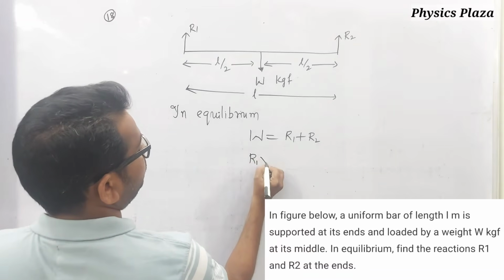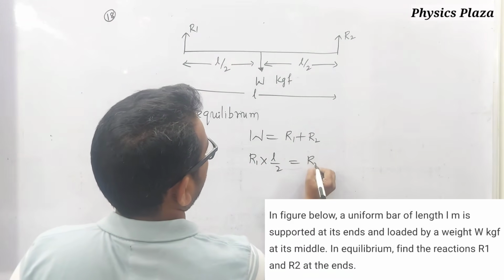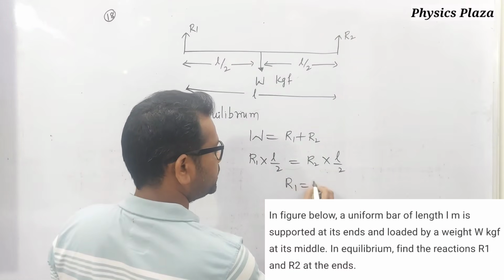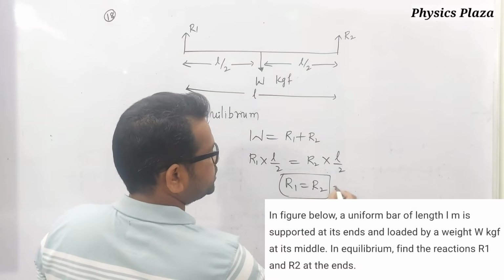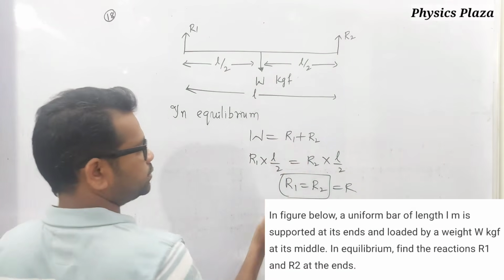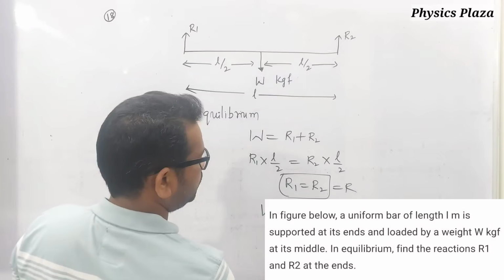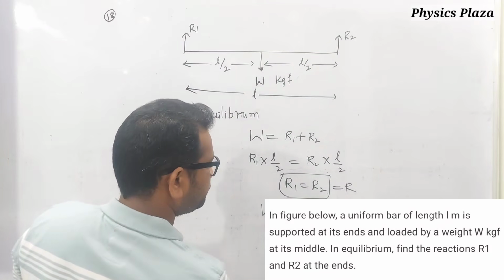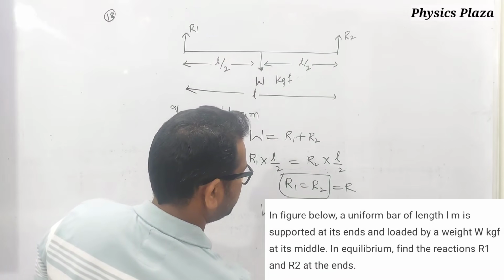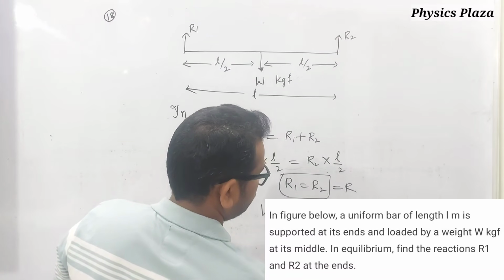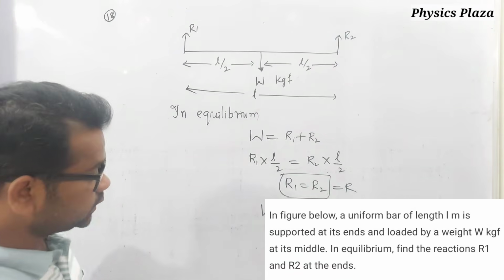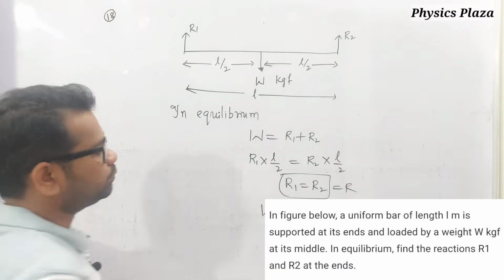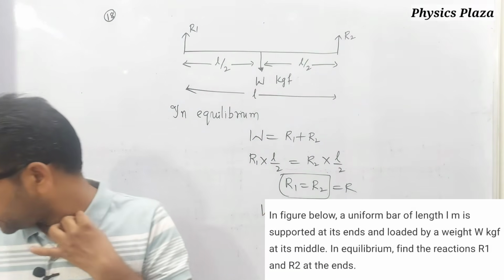Yes. We can write R1 into L by 2 is equal to R2 into L by 2 in a balancing condition, which means here we are getting R1 is equal to R2. So R1 is equal to R2, can I write R? Okay, no problem. Here you can substitute, W is equal to R1 plus R1, that is 2R1. As W is equal to 2R1, R1 is equal to how much, children? W by 2, which is equal to R2 also. Hope it's clear. Since W is given in KGF, the answer is also going to be in KGF only.